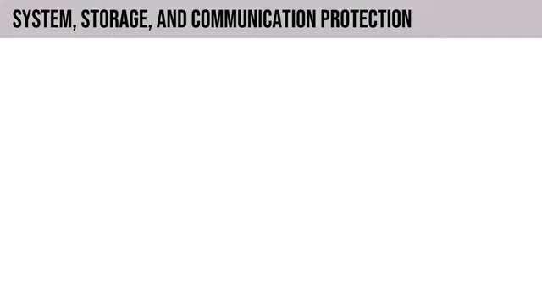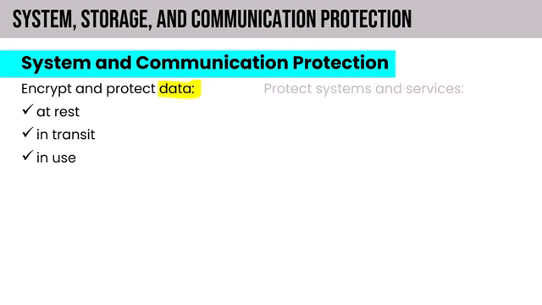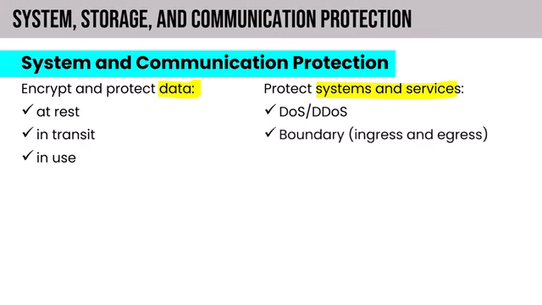Moving on to system storage and communication protection, we'll touch on a few concepts you've seen at least once before. We want to make sure that we encrypt and protect data at rest, in transit, and in use, and protect systems and services from disruptive attacks at scale like denial of service and distributed denial of service, certainly made easier in the cloud. Boundary protections for ingress and egress, firewalls, intrusion detection and prevention, and key management, so protecting secrets of all kinds, passwords, keys, certificates, etc. That's really the technology half of the equation.